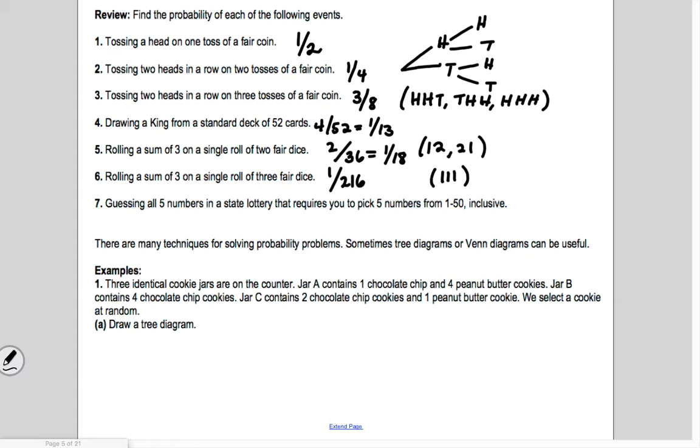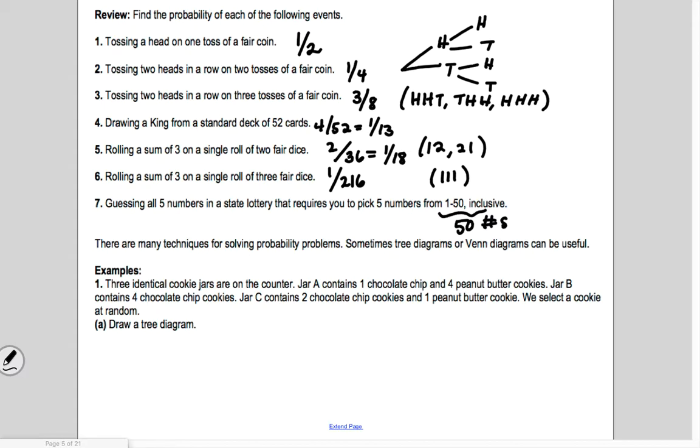Guessing all 5 numbers in a state lottery that requires you to pick 5 numbers from 1 through 50 inclusive, meaning including 1 through 50. So how many numbers are there that we're picking? So there's 50 numbers. And picking all 5 numbers.